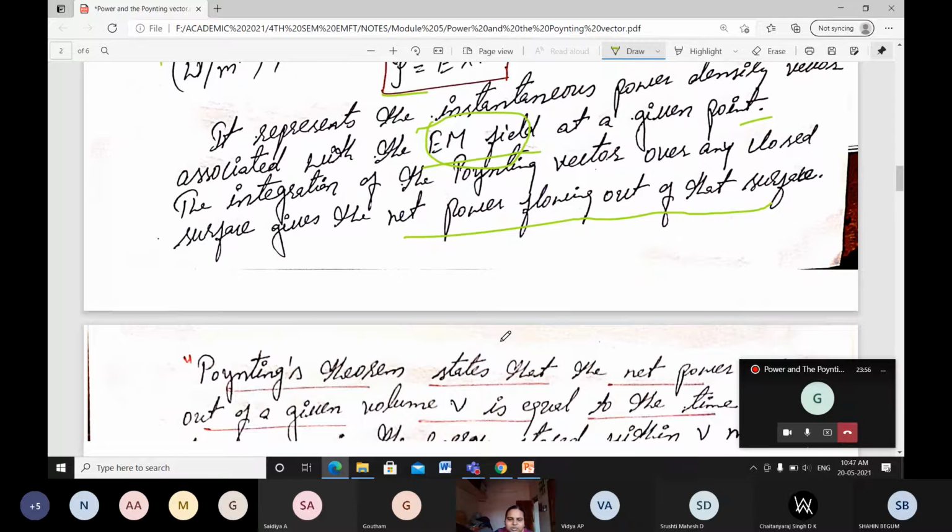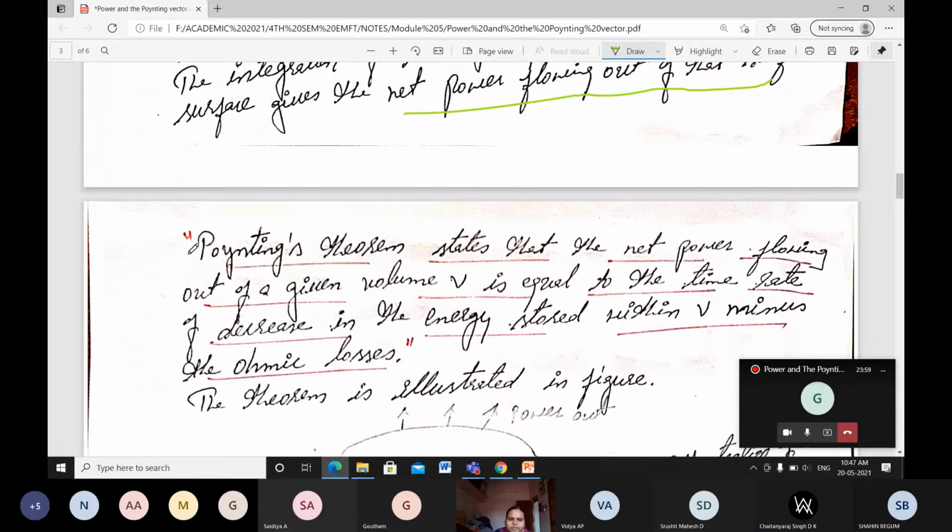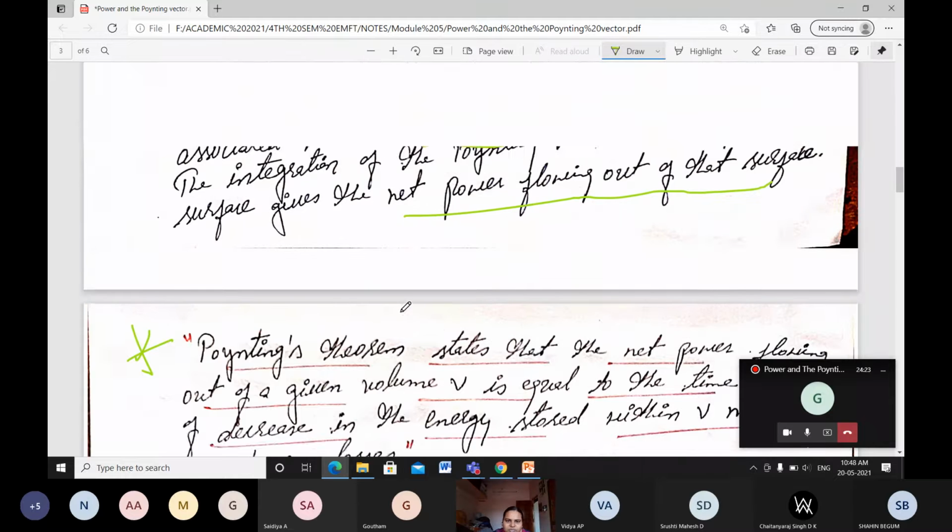Now you'll be defining what the Poynting theorem is. The Poynting theorem states, and this is very important, that the net power flowing out of a given volume is equal to the time rate of decrease in the energy stored within the volume V, minus the ohmic losses. That's the equation we have taken.